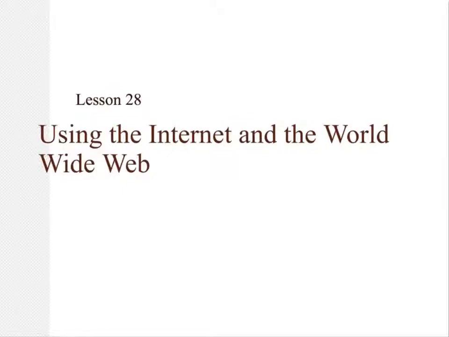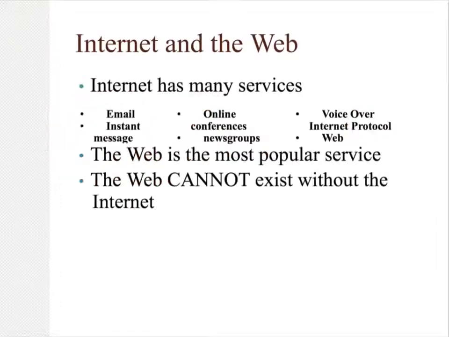In this unit, we're going to be focusing on using the internet and the World Wide Web and identifying the differences between the two. As you've previously learned, the internet is a worldwide system composed of thousands of smaller networks. But the internet does not solely consist of just the web. It has many different services.